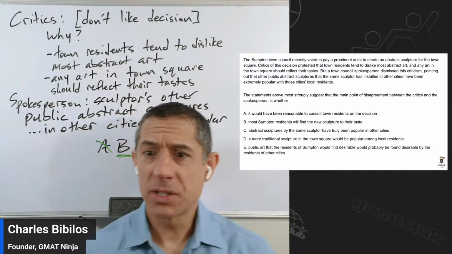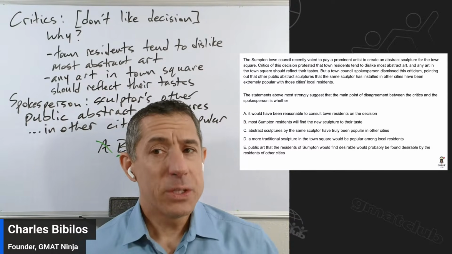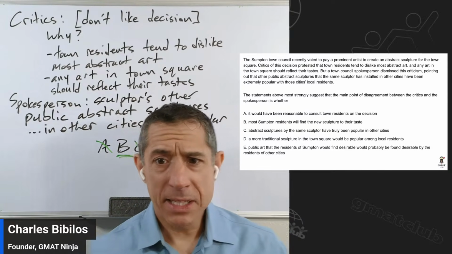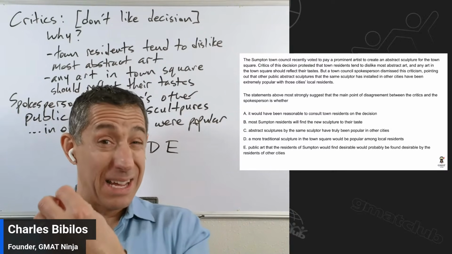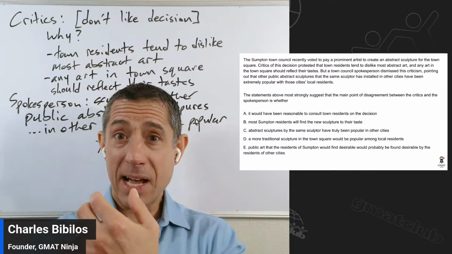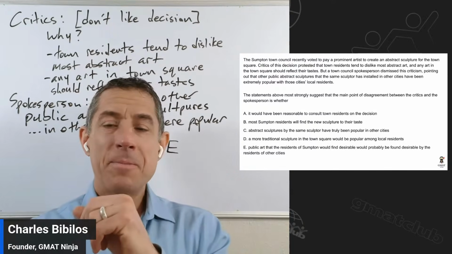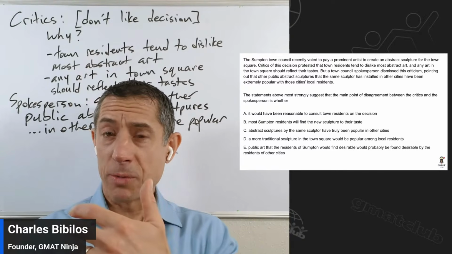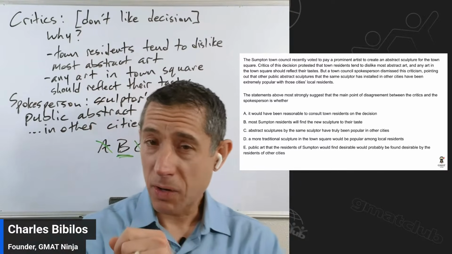D, a more traditional sculpture in the town square would be popular among local residents. This one is tempting. I'm seeing a couple people picking this one. It's tempting, right? Because in real life, what would the issue be? So imagine this argument in some small town. Well, presumably the critics, the townspeople, are arguing that a more traditional sculpture would be better. But we don't see that here. Again, don't let reality get in the way of your critical reasoning.